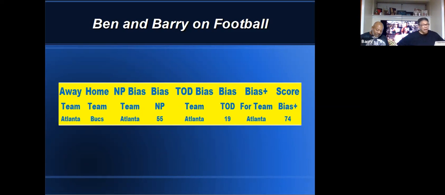And if you wonder why it's a 19 turnover margin bias in their favor, when you look at the turnover differential, Tampa Bay is 31st with -18. Atlanta is 14th with +1. So -18, +1, that's 19. We know the Bucs can score. We know that the Bucs play terrible defense, and they tend to turn over the ball a lot, especially offensively.